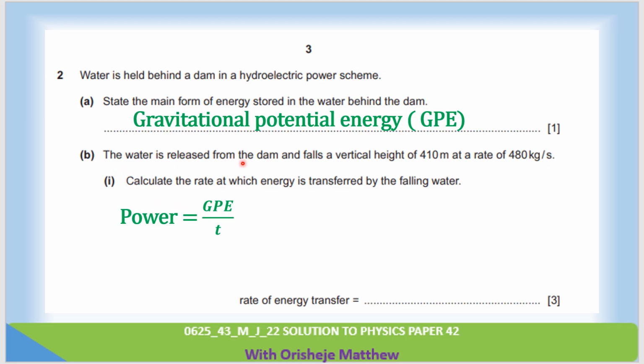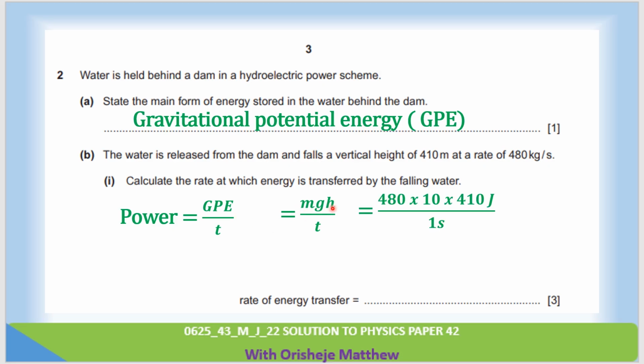The water is released from the dam and it falls through a vertical height of 410 meters at the rate of 480 kilograms per second. Calculate the rate at which energy is transferred by the falling water. So you are looking at the rate of energy transfer. What they are looking for here is the power of the dam. So what is power? Power is gravitational potential energy, mgh, divided by t.